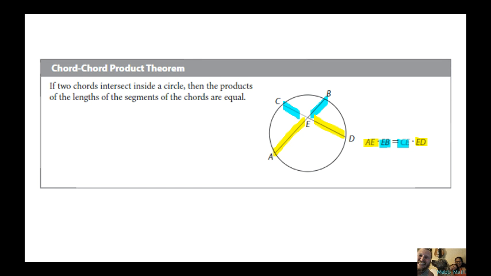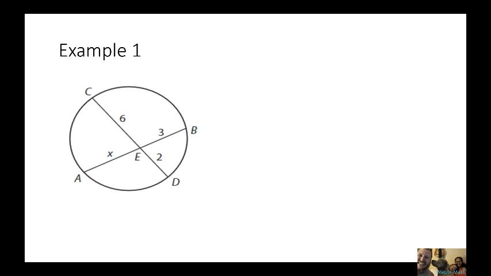And that's always true, especially when they're chords. You're probably wondering why. How is that possible? Well, remember, chords exist from the edges of a circle in the first place, so they have that in common. So it's not surprising that they have some relationships. Let's see an example.